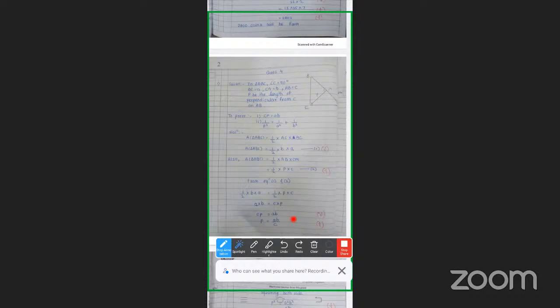Then we just have to find the value of P. So P is here, and C is multiplied. When we change the side, it becomes divide. So what will we get as the value of P? P is nothing but AB upon C, correct?